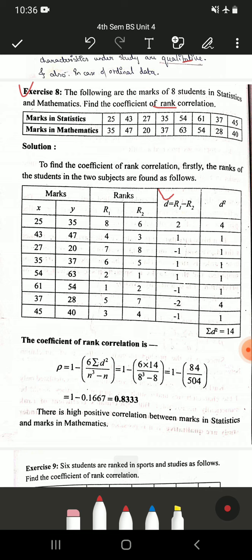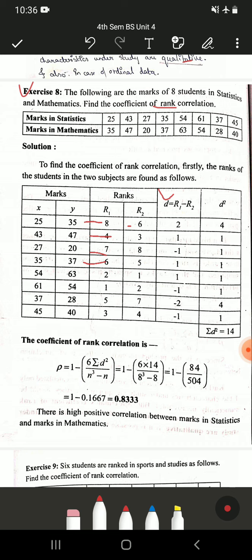It is R1 minus R2. So we have R1, we have R2. So the first value will be 8 minus 6, which is 2. 4 minus 3 is 1. 7 minus 8, it will be, 7 minus 8 is minus 1.